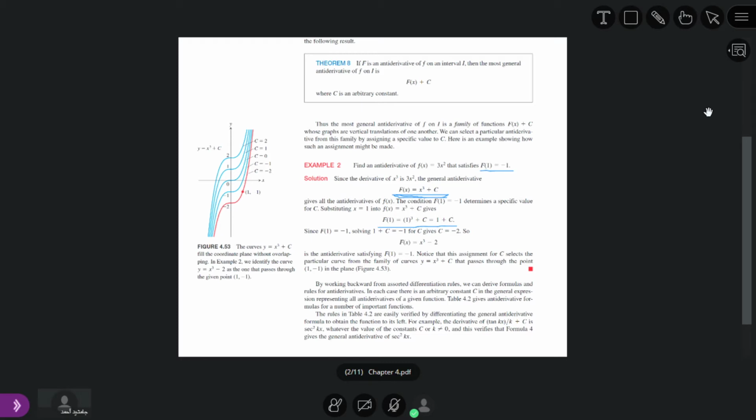Now F of 1 is equal to minus 1, so I put minus 1 here. Then I shift this 1 to the other side. This is positive 1 on this side. When I shift it to the other side, it will become negative. So minus 1 is already there, minus 1 plus minus 1. So minus 1 minus 1 is how much?